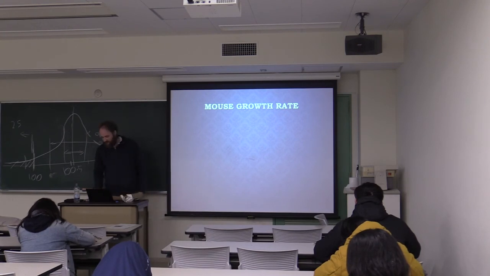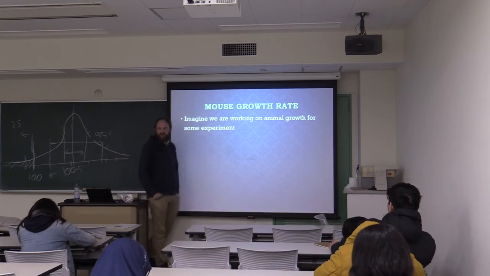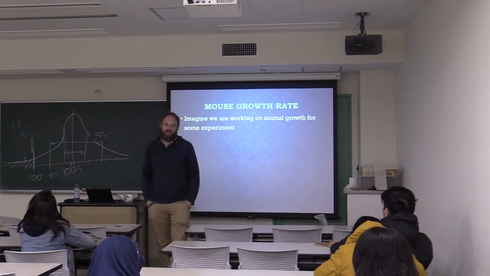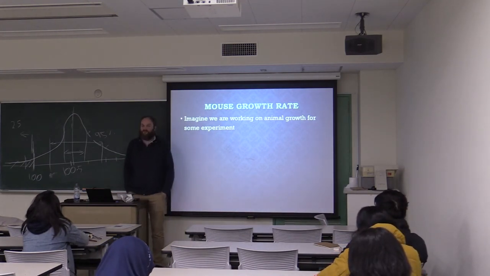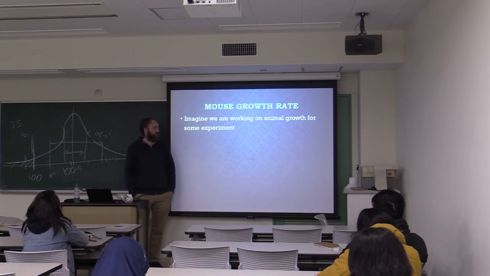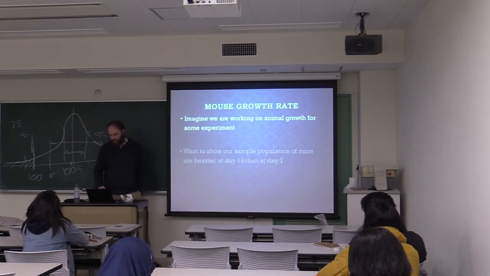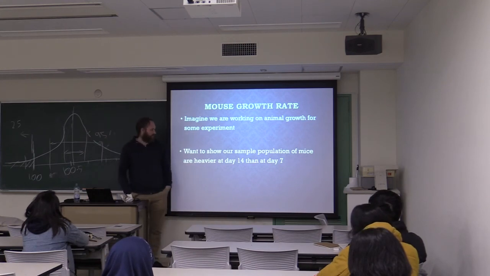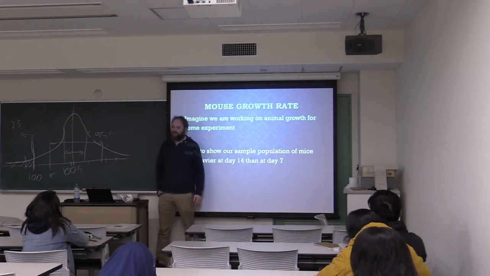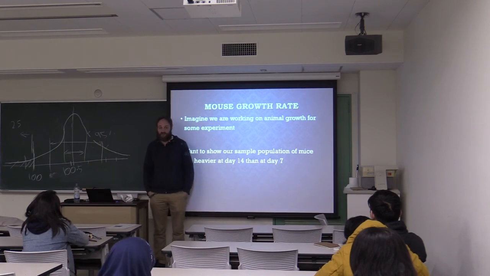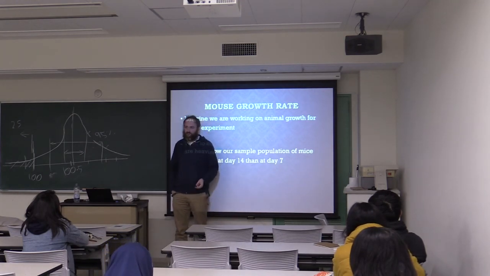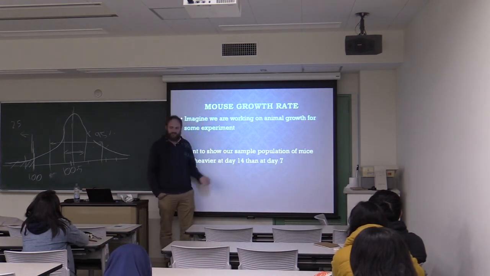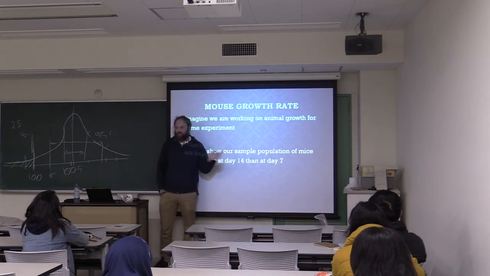Okay, so we're going to have a different experiment. Let's imagine that we're animal scientists, okay? And we're going to do an experiment looking at the growth rate of mice. So we want to look at the growth rate of mice, and we measure the weight of the mice on day 14 and day 7. We want to see, are the mice bigger on day 14 than day 7, right? The mice when they're 7 days old are tiny. When they're 14 days old, they're going to be a bit less tiny. We expect they've grown over that time.